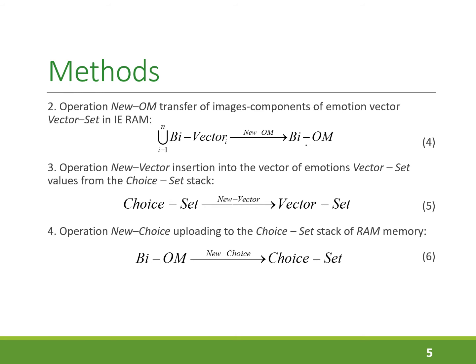Also, we suggest to use the operation new OM to transfer images components of the emotion vector set in ensemble RAM, and operation new vector for the insertion into the vector of emotions vector set values from the choice set stack, and operation new choice for the uploading of the choice set stack of RAM memory.